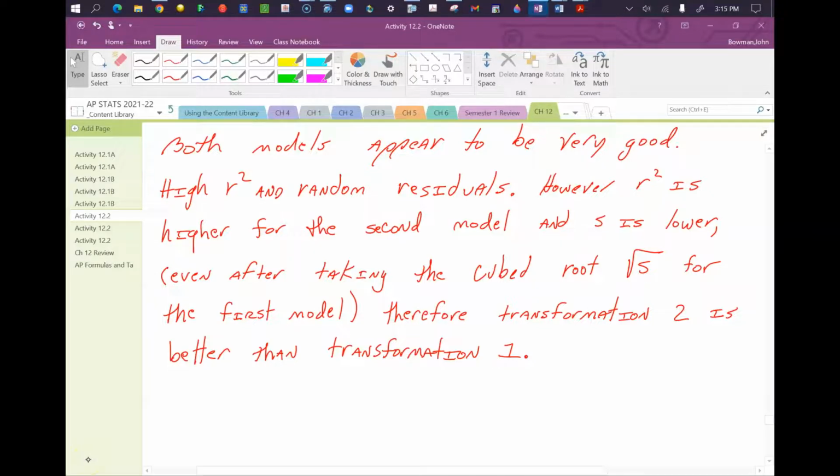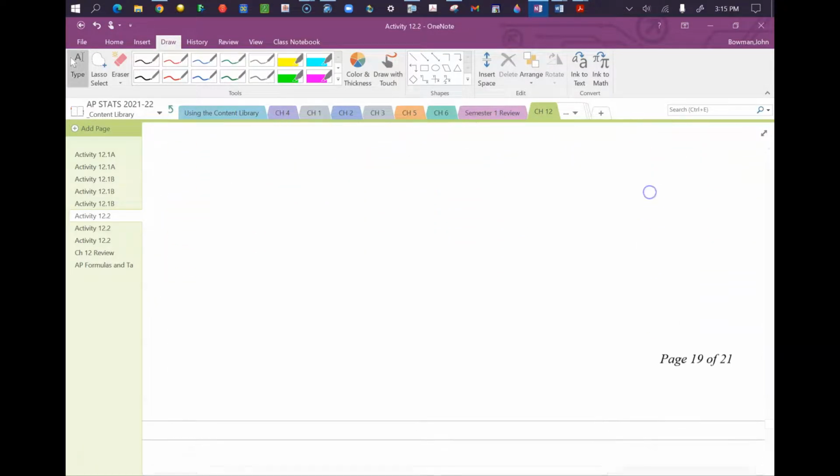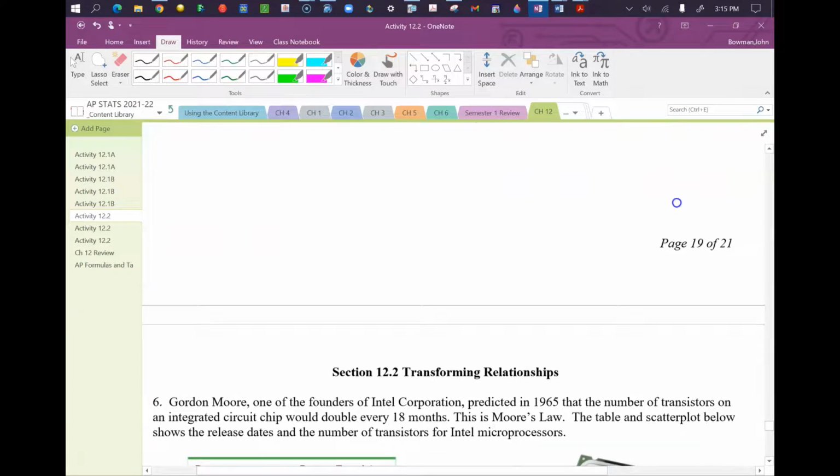If you want a little bit more practice, move on to this last problem here. And this is about Moore's law. Some of you may be familiar with that. And after you're done, you can unpause the video and take a look at the solutions.